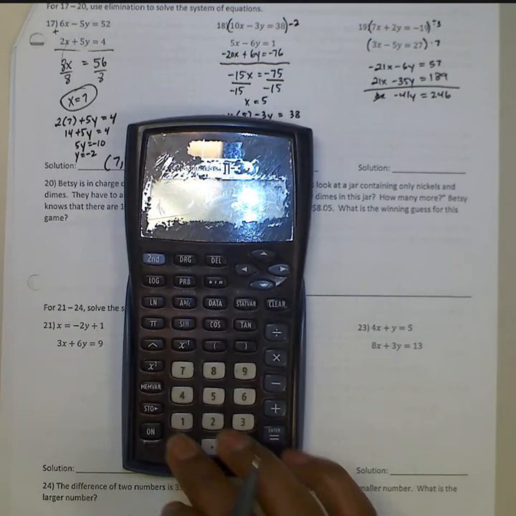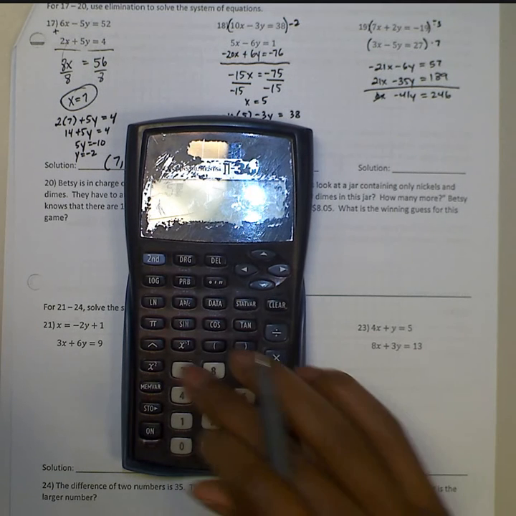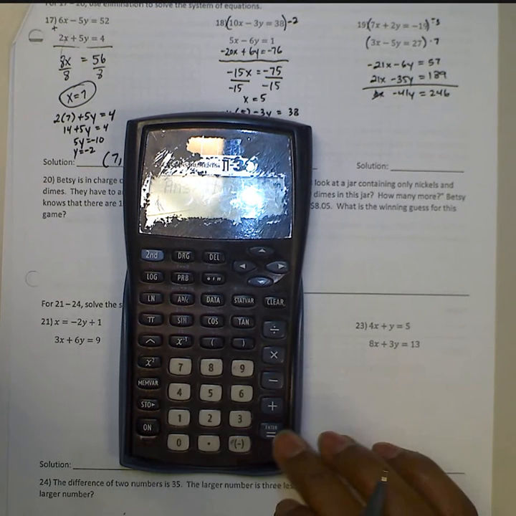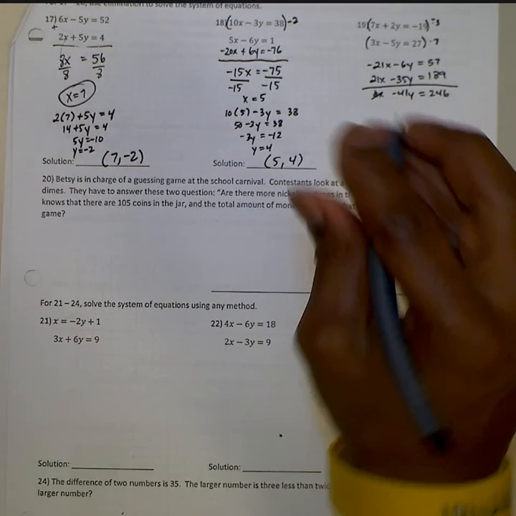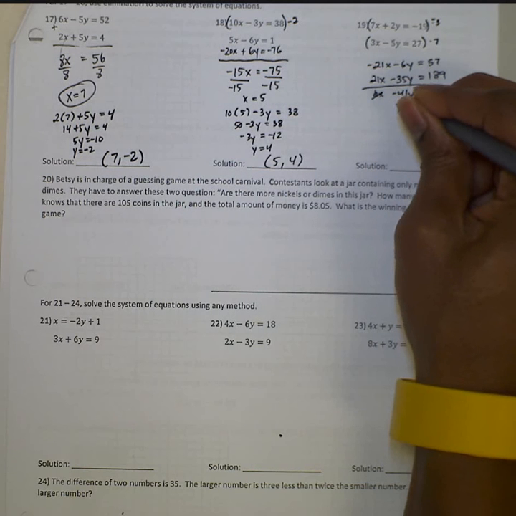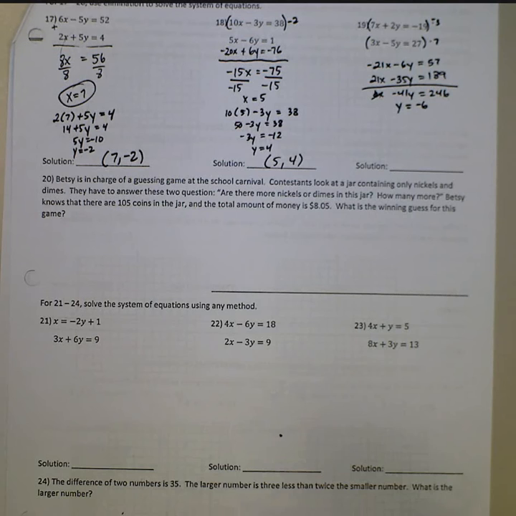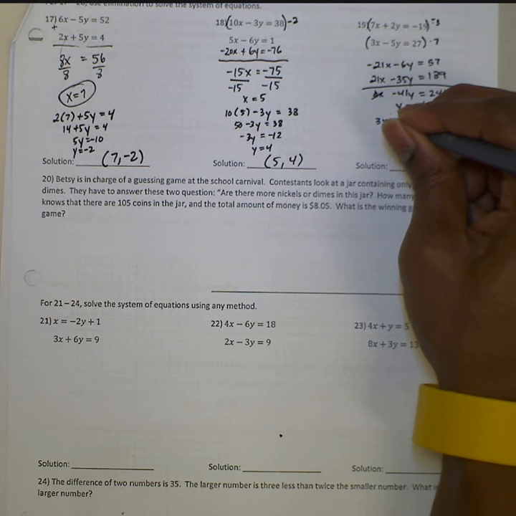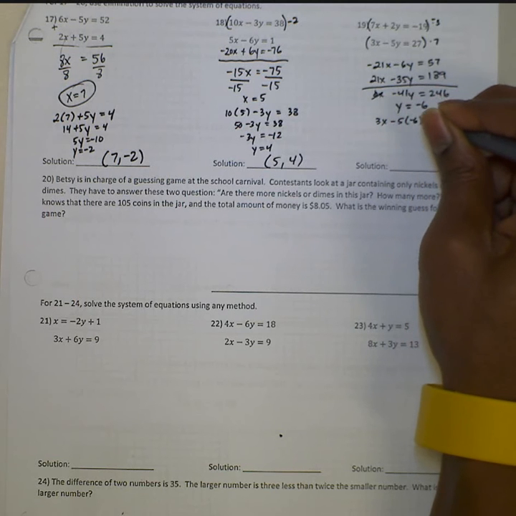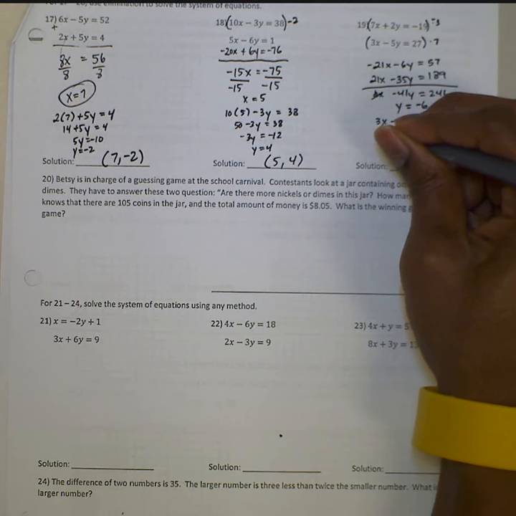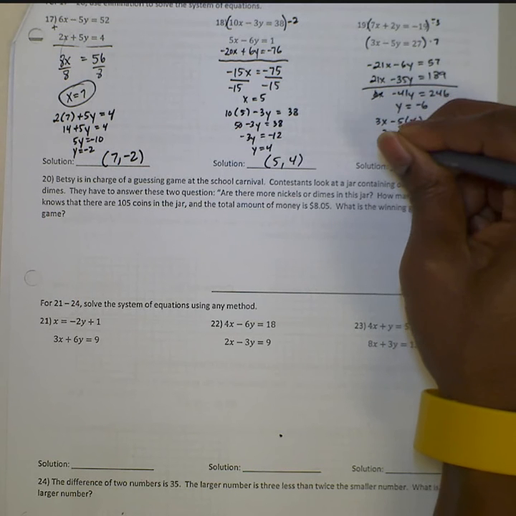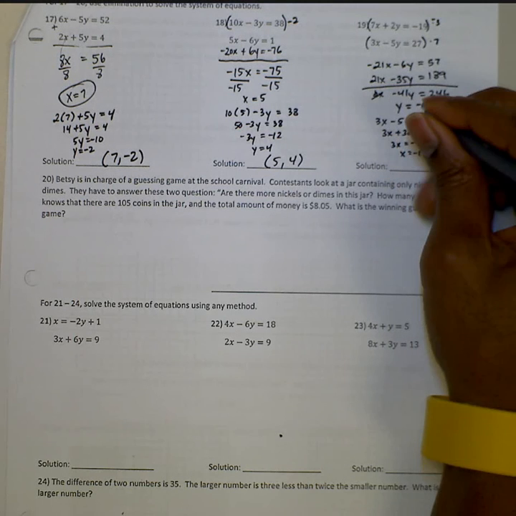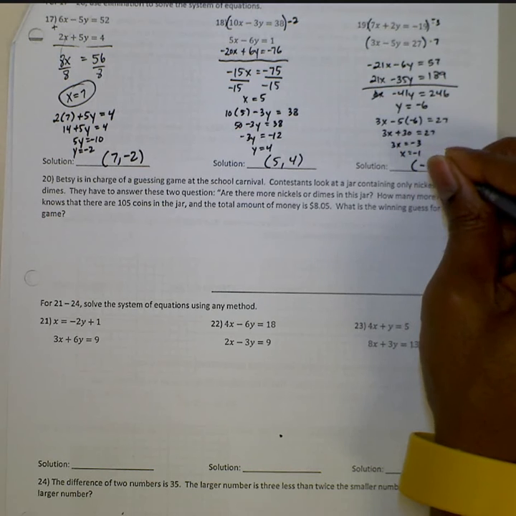Alright. Make sure I did that right. 57 plus 189. Here we go. Divided by negative 41, gives me negative 6. So y is negative 6. I'll plug that into one of the equations to find out what x is. I'll plug it into the bottom equation. So 3x minus 5 times negative 6 equals 27. So basically 3x plus 30 equals 27. 3x equals negative 3. x equals negative 1. So my solution then is negative 1, negative 6.